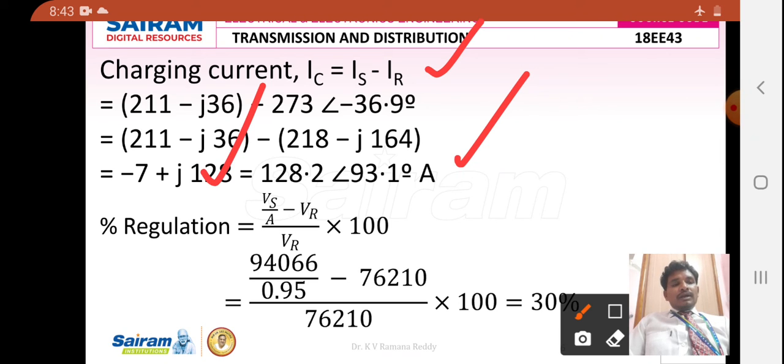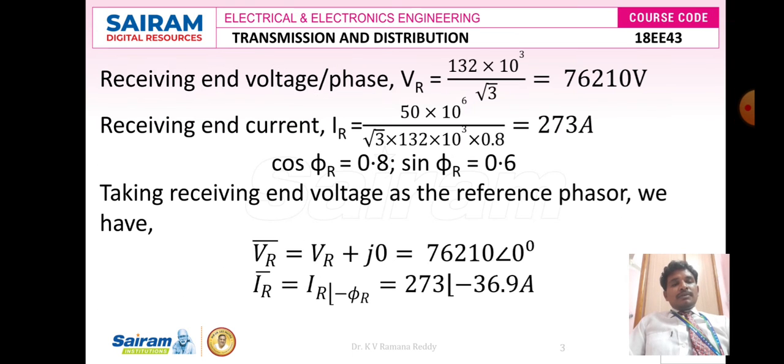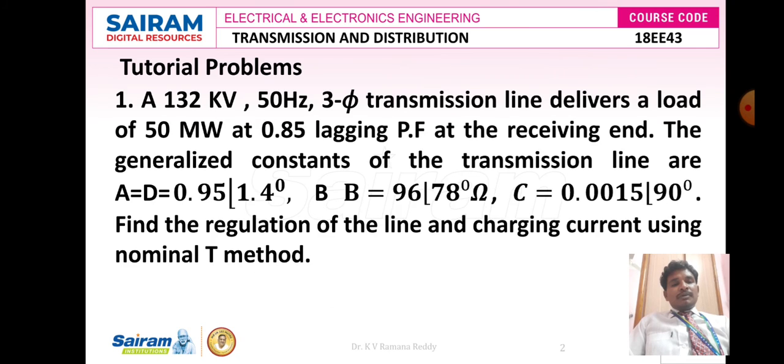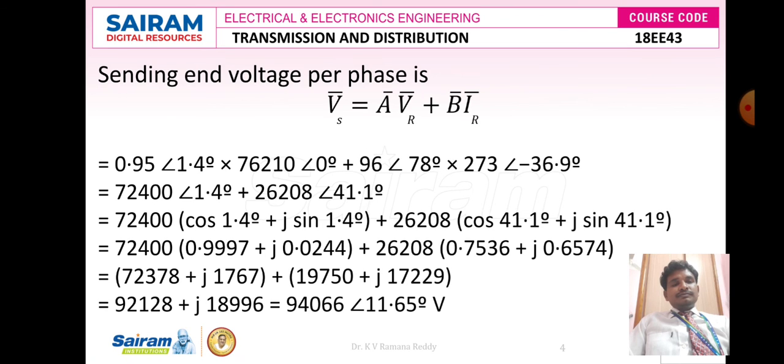Now we are going to calculate the percentage of regulation. What is the formula of percentage of regulation? Percentage of regulation is nothing but sending end voltage minus receiving end voltage divided by receiving end voltage. Here the sending end voltage we have to calculate from the ABCD parameters formula. From the ABCD parameters formula, the sending end voltage Vs is equal to A times VR.